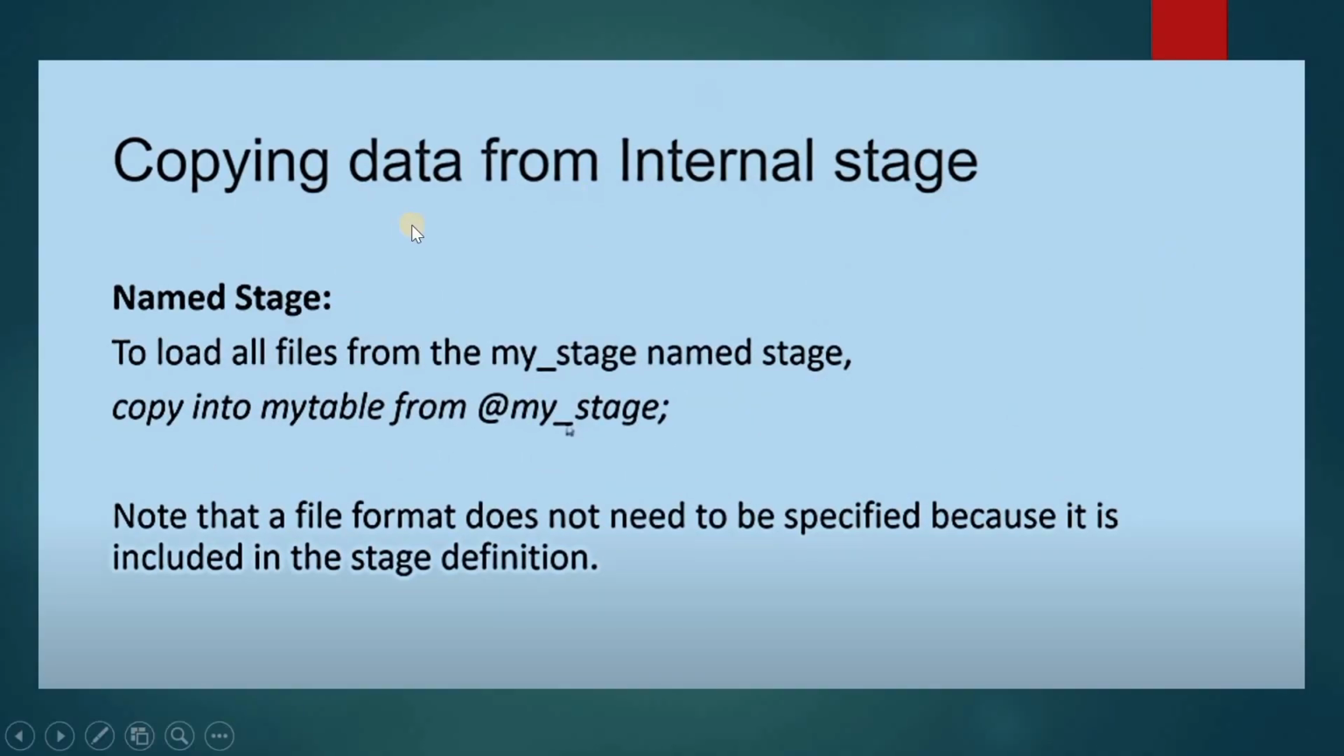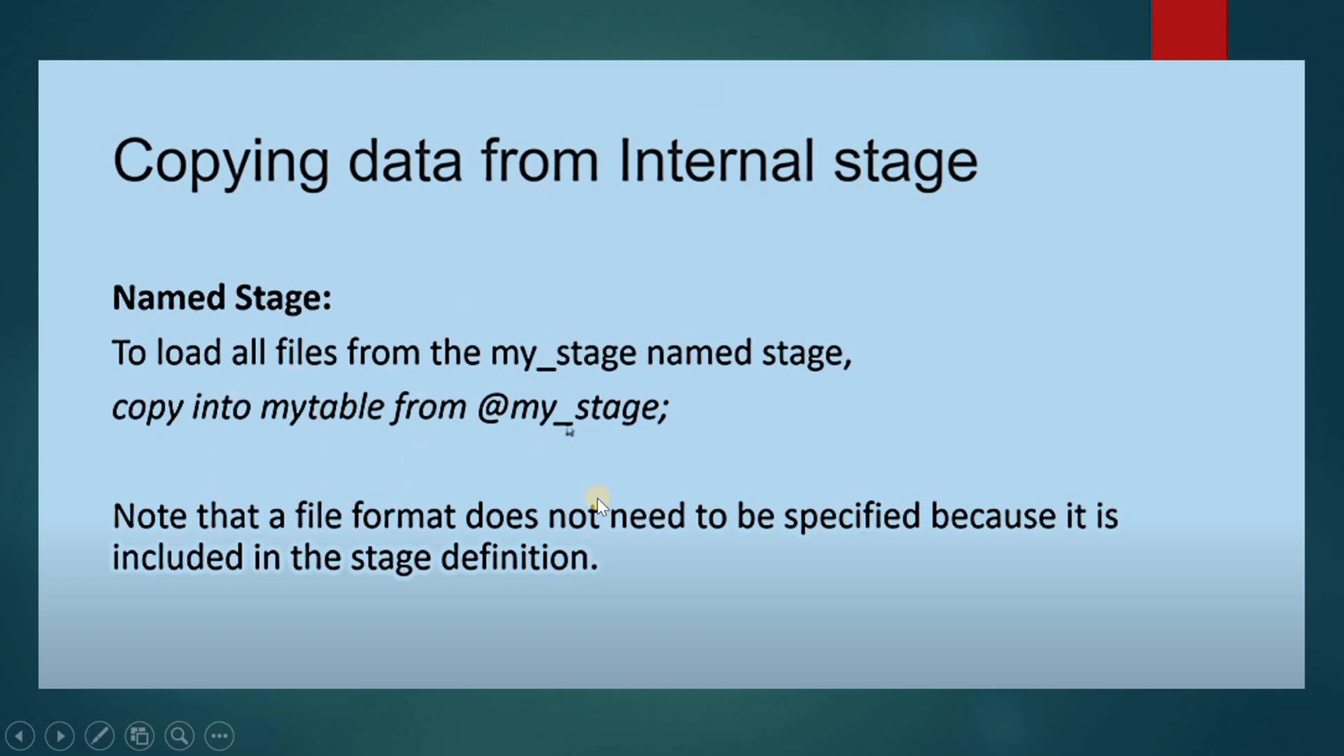So this is how we can load the data from the internal stages. The syntax is the same, the basic difference is only the symbol. Here we are simply using @. In the table we are using @%. So from a named stage we use this @ symbol. Note that the file format does not need to be specified because it is included in the stage definition.